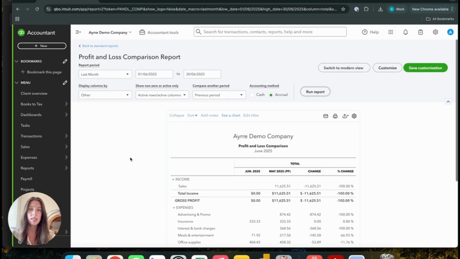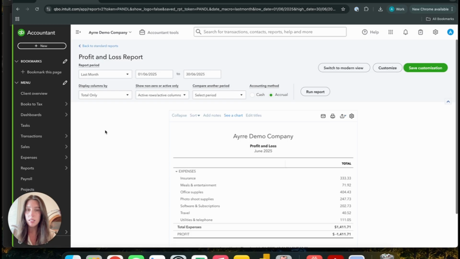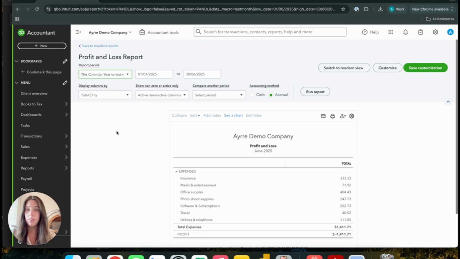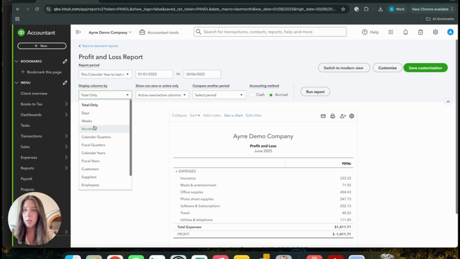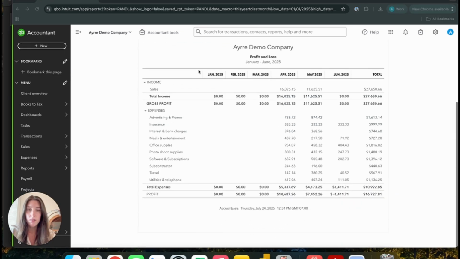But if you want to compare, let's say, every month over the entire year to see the trend, what I like to do is go back to standard reports, click on profit and loss, and then let's say I want to look at this calendar year to last month, so the first 6 months of the year. I'm going to display columns by months and then click Run Report. And now you can see every month over the year. So it looks like this company started in April, which is why there's no data in January, February, and March. But this is a really good way to see what kind of trends are happening over a time period.